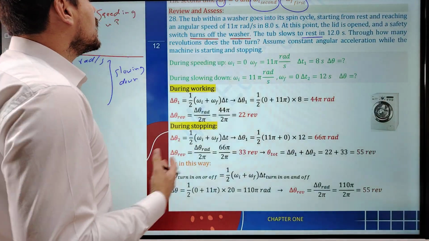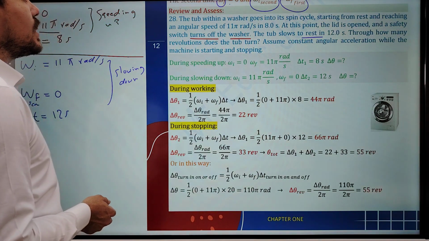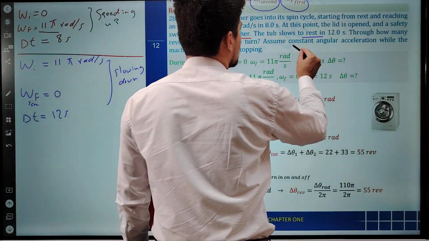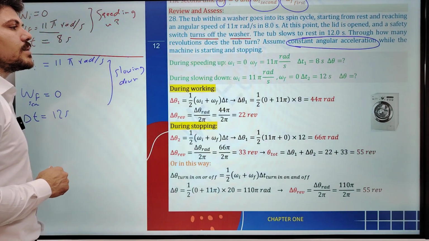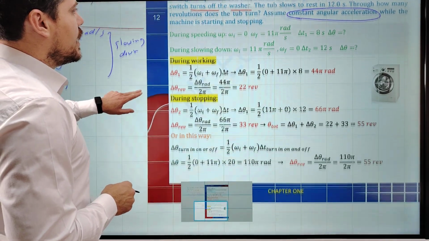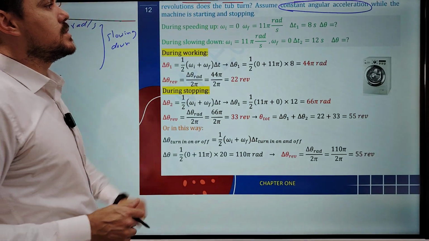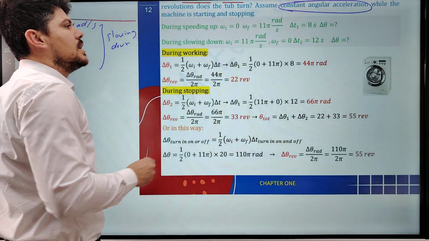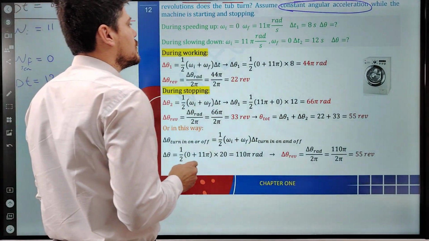Through how many revolutions does the top turn, and assume constant angular acceleration while the machine is starting and stopping. Constant what? Angular acceleration. So that is why we have to think about the four kinematic equations. During the speeding up, as I told you, omega initial is 0, omega final is 11 pi rad per second, t1 during speeding up is 8 seconds, theta is unknown.